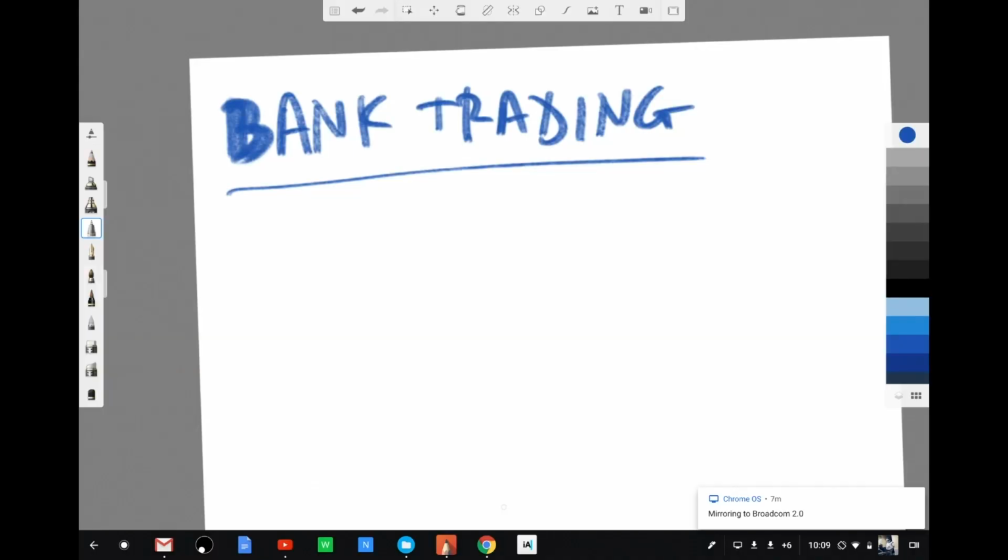What I want to suggest is, as we talk about bank trading, I don't want to suggest to you that bank trading is something that you necessarily even want to aspire to. It's not necessarily even something that you need to know how to do. But if you do want to know how to do it, I'm going to suggest to you that this is how you do it.